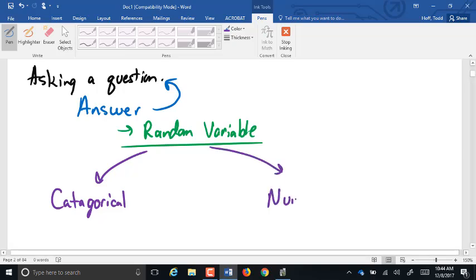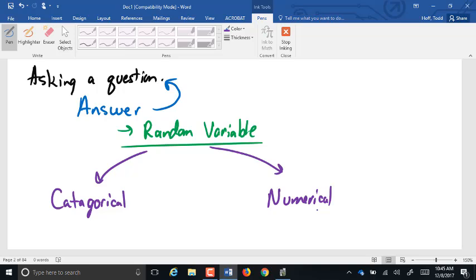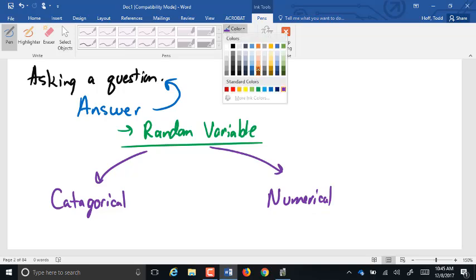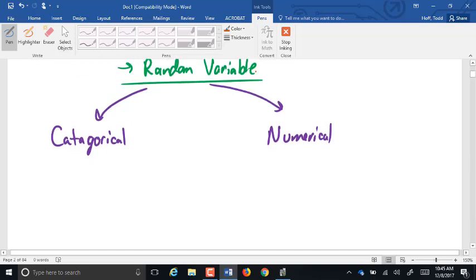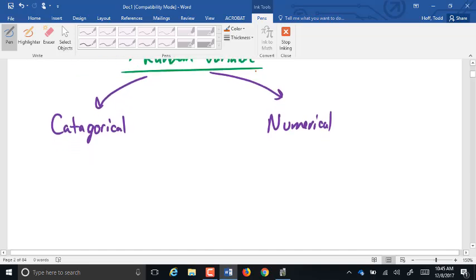Then there is numerical. Again, a numerical variable means the answer to that question is a number. How many credits have you taken so far? You're going to answer with a number. How tall are you? That's going to be a number. How many kids do you have? How many cars do you own? Those are all numbers. There are many different divisions of categorical and numerical variables. I'm going to do a division on the numerical just because it's very important.